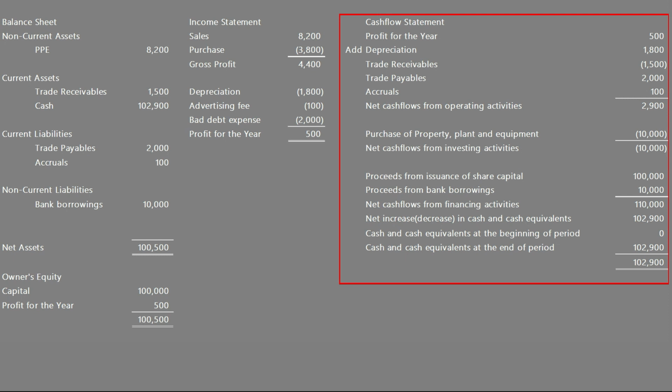Since we have purchased a factory, net cash flows from investing activities will be negative $10,000. Next we use proceeds from issuance of share capital and proceeds from bank borrowings to calculate the net cash flows from financing activities. The net increase in cash and cash equivalents is therefore $102,900, which is the same as the net increase of cash and cash equivalents for the year. So we are done.